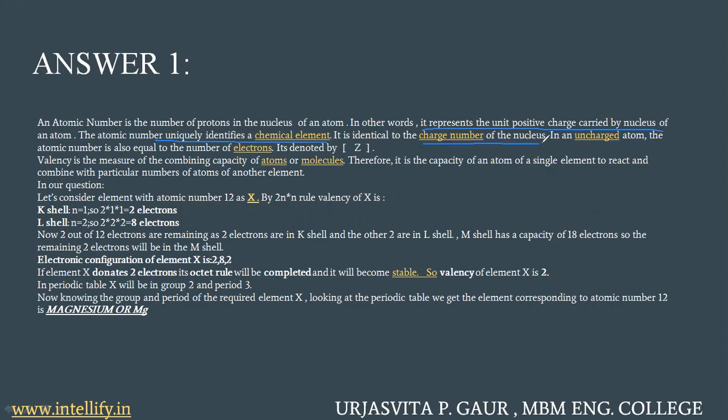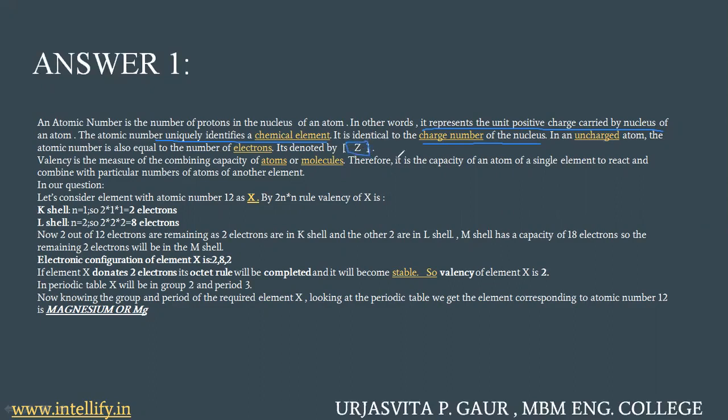And in case of an uncharged atom, the atomic number is also equal to the number of electrons. So in short, for an uncharged atom, our atomic number is the number of protons as well as the number of electrons. We denote the atomic number by the symbol of capital Z.